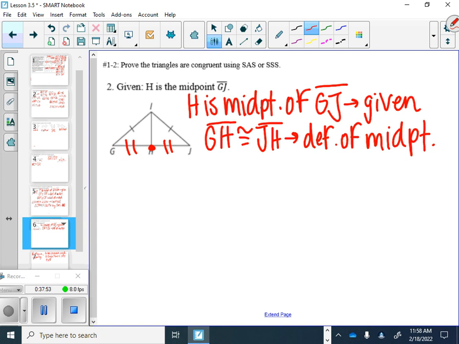Alright, once again, here comes the ultimate question. Is it side, side, side, or side, angle, side? Before y'all answer, let me ask you this. Is there anything in this problem that's telling me anything about an angle? Yes. Tell me what, Brady. GH is equal to JH. Okay, that's a segment. An angle. Anything at all.